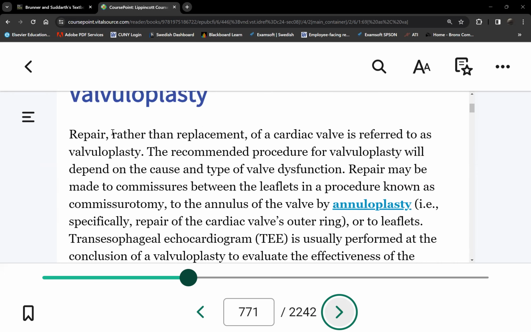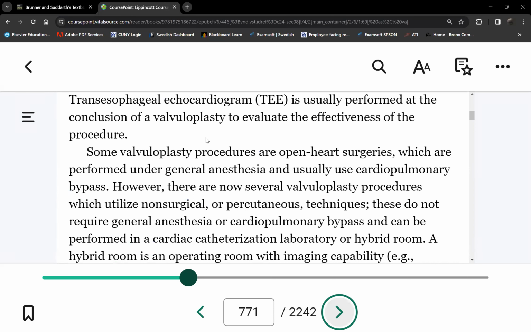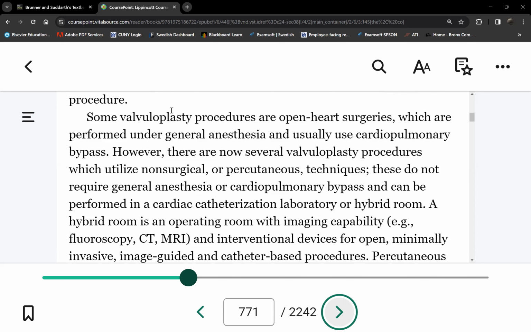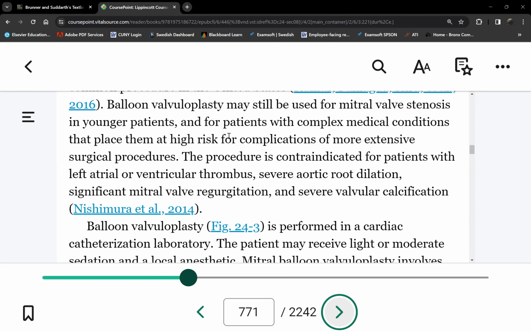Okay, so let's do repair first. When we repair, that means, did we add anything to the valve since it's only repaired? No. So we either stitched or shaved it off, maybe shaved off some calcified material. We brush them off of the valves. That's repair. So that's also called valvuloplasty. So plasty is repair.